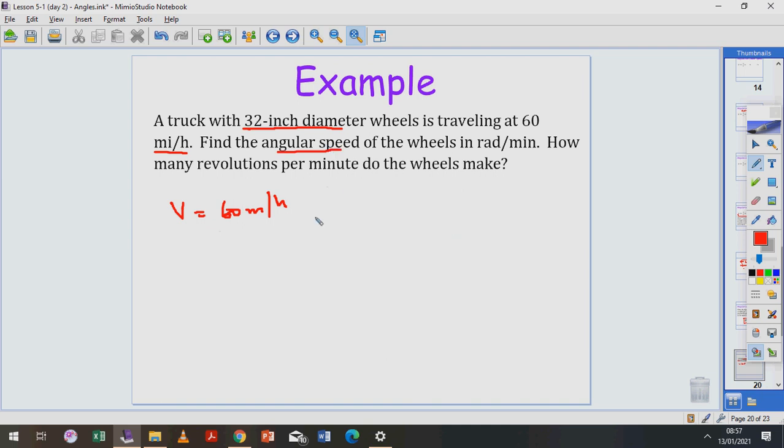Which equation relates those two quantities? Sorry? Can you ask that one more time?